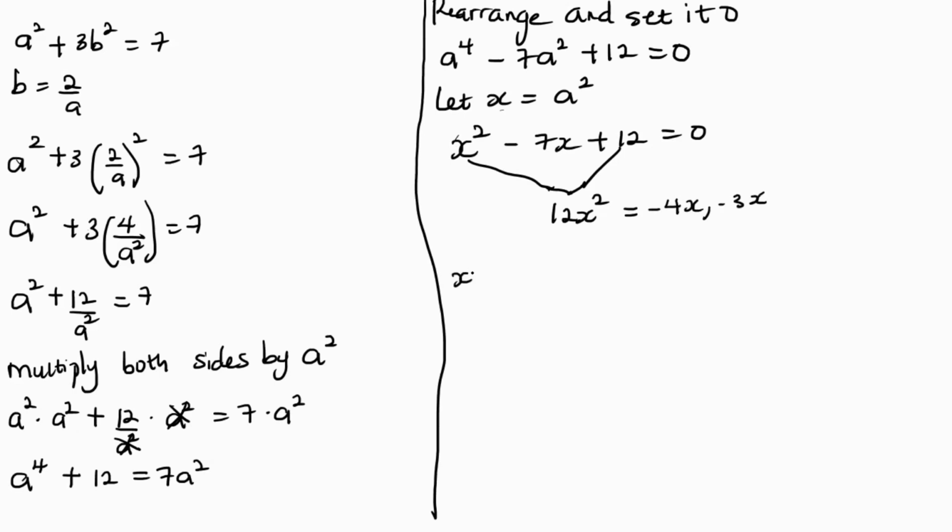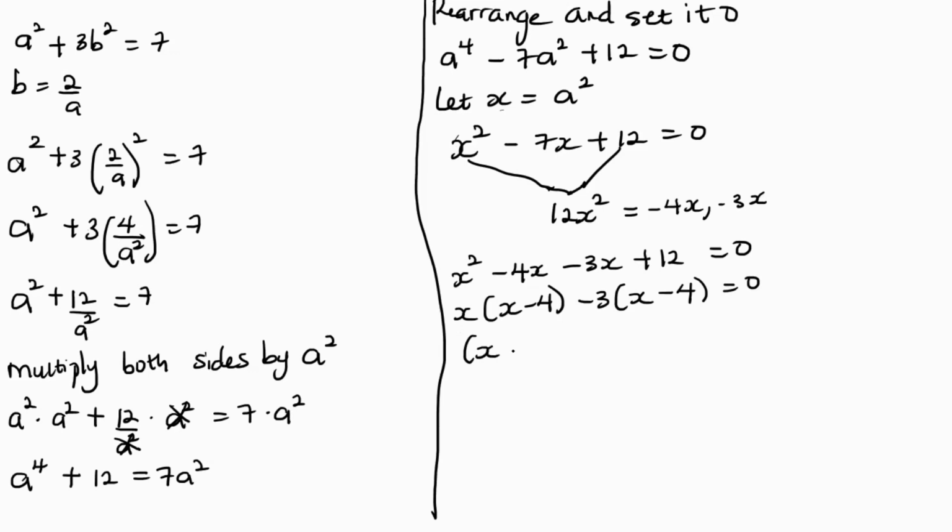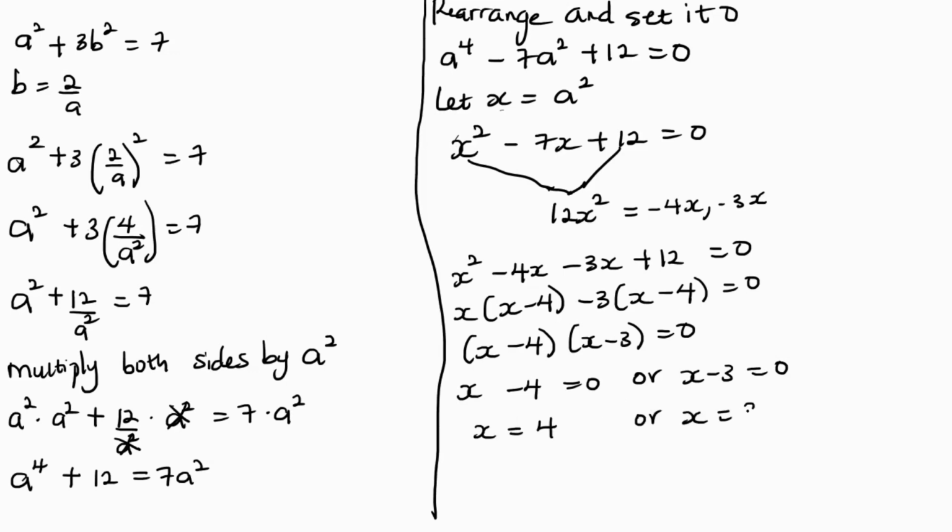So this is going to become x squared minus 4x minus 3x plus 12 is equal to 0. Factorizing, we have x(x minus 4) minus 3(x minus 4) is equal to 0, and we have this to be (x minus 4)(x minus 3) is equal to 0. So let's solve for x. We have x minus 4 equals 0, or x minus 3 is equal to 0. So x is equal to 4, or x is equal to 3.